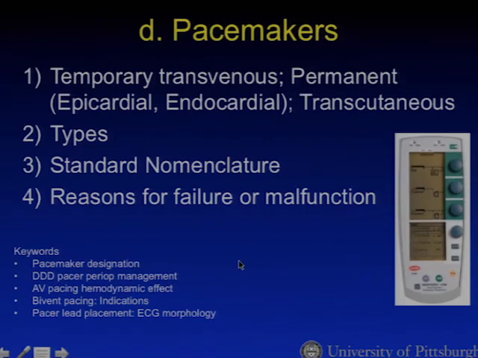Turning now to pacemakers. The main categories that you'll encounter are temporary and permanent. Temporary pacing can be provided either by transvenous pacing or transcutaneous electrodes placed on the skin, and permanent leads are either endocardial transvenous placement or attached to the epicardial surface, typically at the time of open surgery or minimally invasive surgery. We'll review the high-yield topics for the board, such as pacemaker nomenclature and perioperative management. Note here multiple keywords relating to this subject.